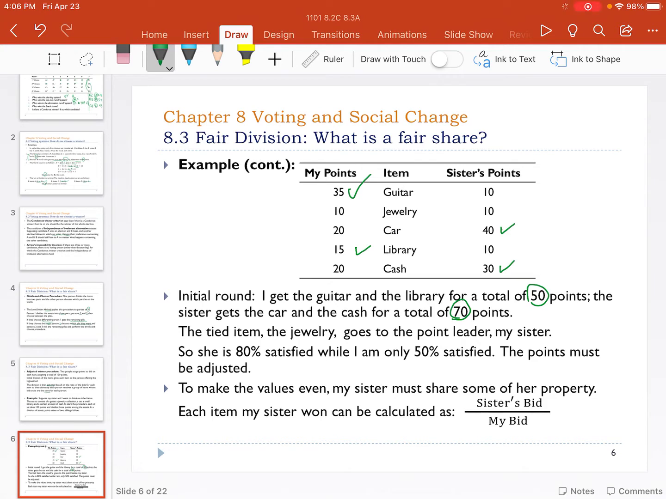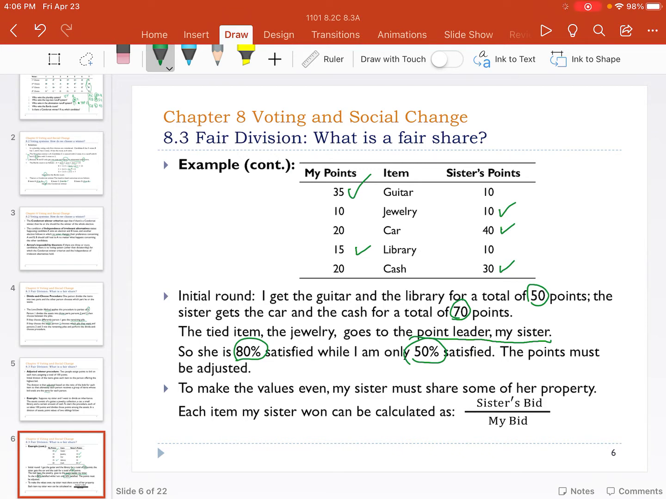So now we look at the ties, if there are any. And just here's the way it goes. It's going to come out even in the end anyway. It looks like it's becoming lopsided, but actually it doesn't. It goes to the point leader, my sister. So now the sister gets more points, but that just means that there's more to divide up. So it does really come out in the wash. It may look weird at first. So to speak, she gets 10 more points from the jewelry, and that's 80% satisfied.